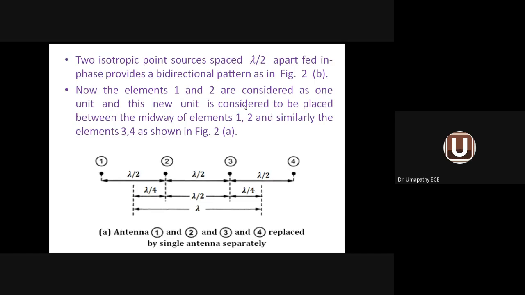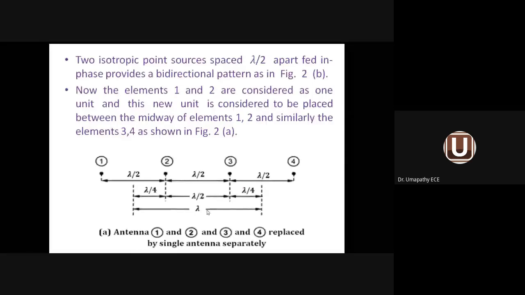So how will you cover the total setup? The total setup is 4 antenna elements with lambda by 2 spacing. I am going to replace 1 and 2 by an antenna element placed in the middle, and replace 3 and 4 by an antenna element placed in the middle. Now the 4 element antenna has become a 2 element antenna, but see the spacing: previously it was lambda by 2, but now the spacing has come to lambda.